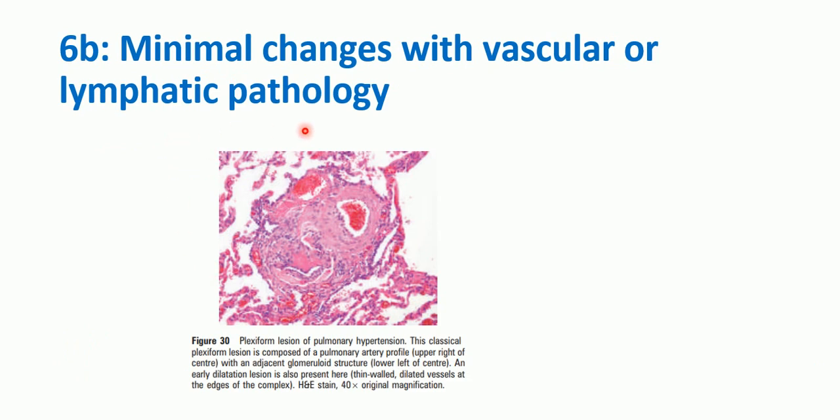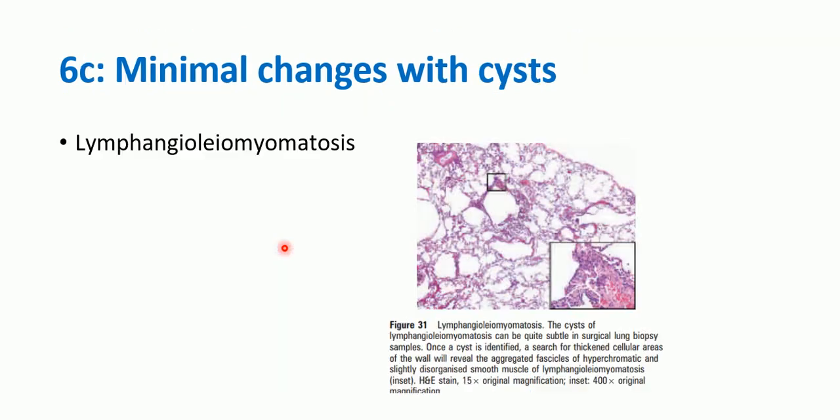Even the vascular or lymphatic pathologies can be discerned at high power. This is an example of a plexiform lesion of pulmonary hypertension. It is composed of a pulmonary artery, and even in the low power, in the lower area you can see a glomeruloid structure. Then cysts are observed in lymphangioleiomyomatosis, which are easily seen on high power and appear as nodules on the low power.